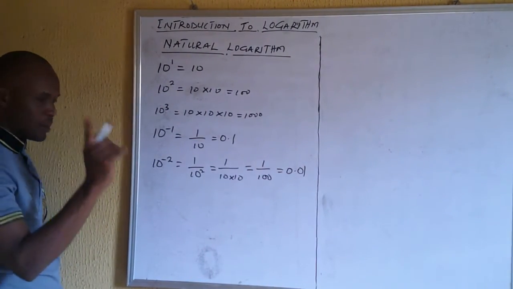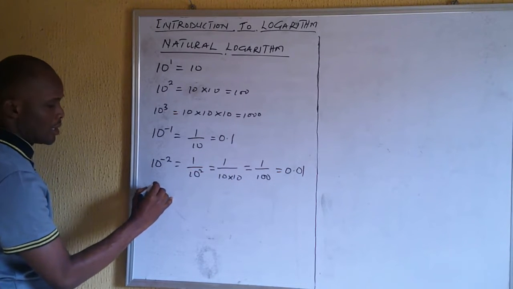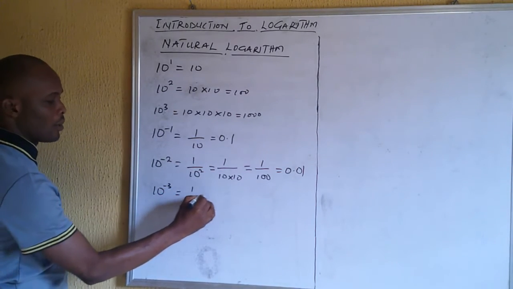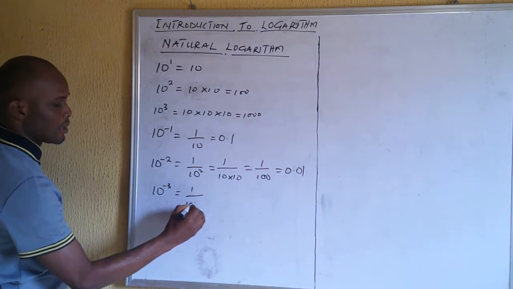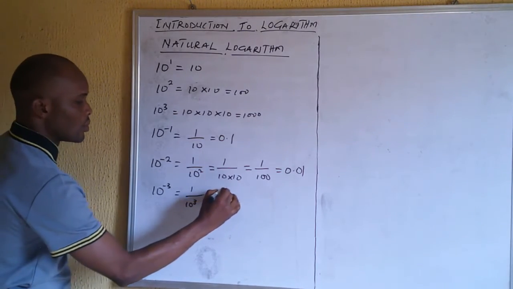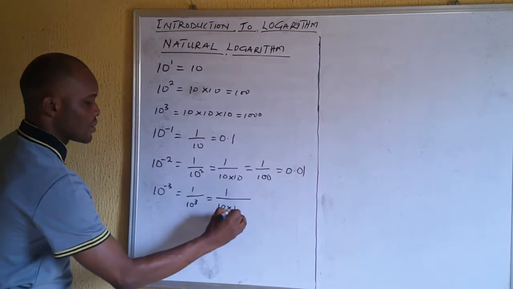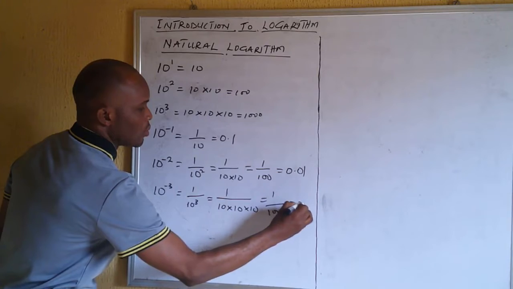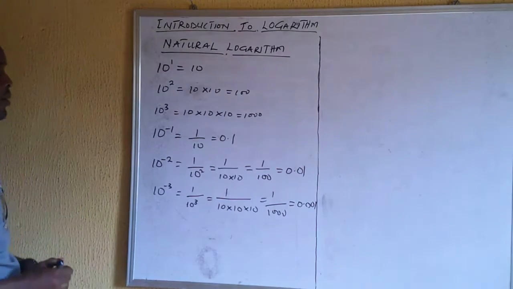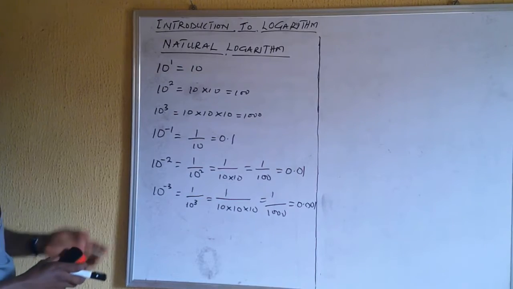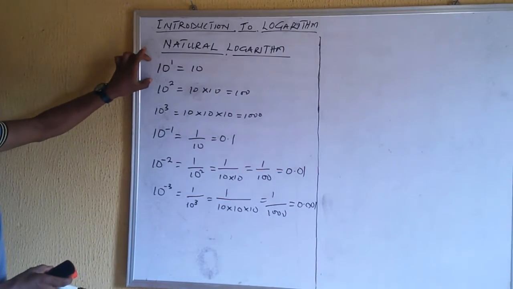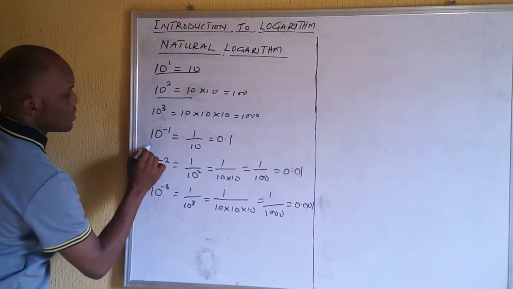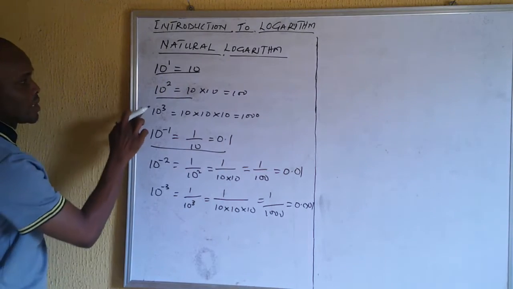Also, let's consider one more number, base 10 natural logarithm. 10 raised to the power of minus 3 will be equal to 1 all over 10 times 10 times 10, equal to 1 over 1,000, equal to 0.001. Now, the question that comes to mind is, how do we convert all of this into the form of logarithm? We are going to pick this, and this. Then the class will interpret the remaining one.